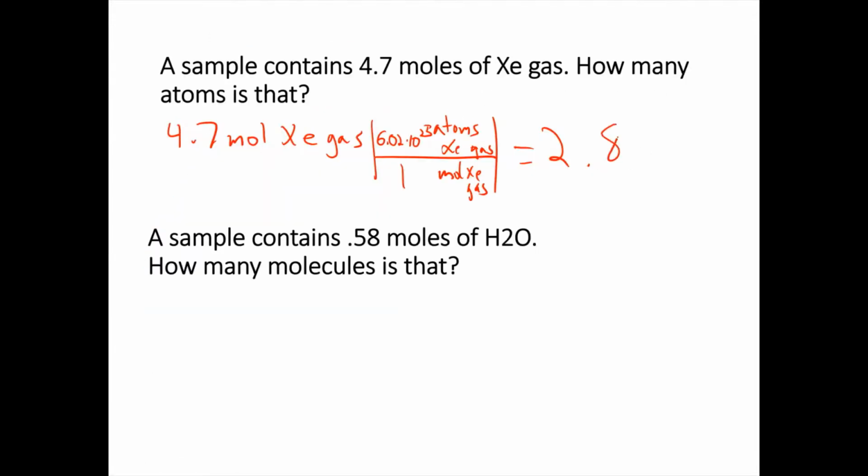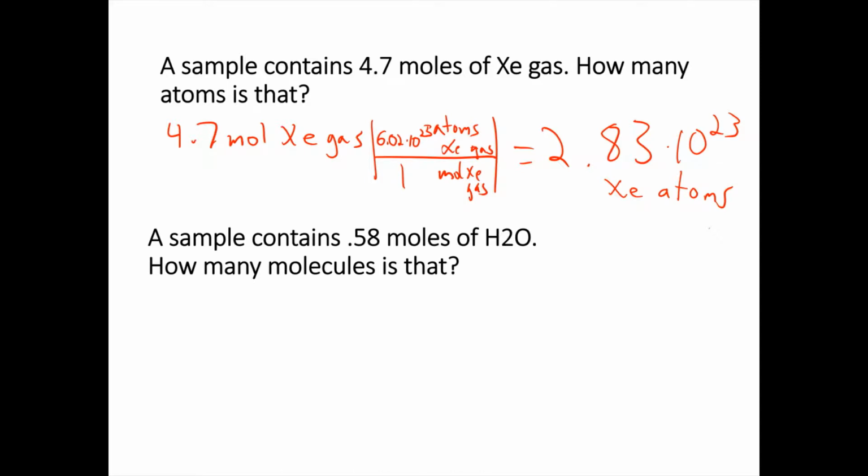2.83 times 10 to the 23rd Xe atoms. So 4.7 moles is that number of atoms. Some people ask if they can write 2.83 E 23. I am still currently not okay with this. Probably one day I will be, but for now, I want you just to do times 10 to the power of 23.